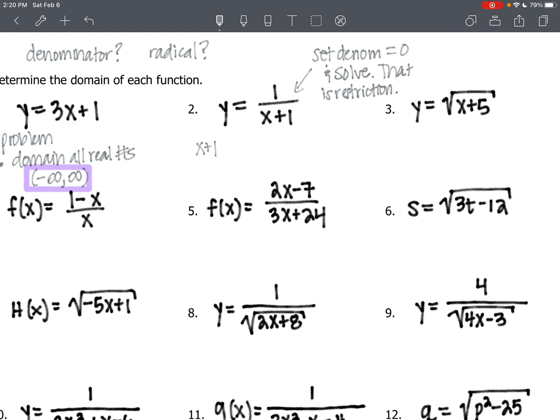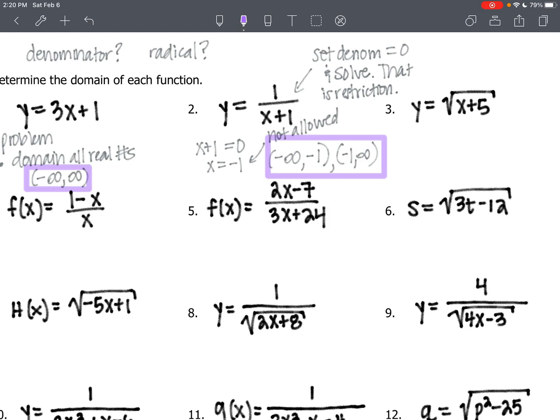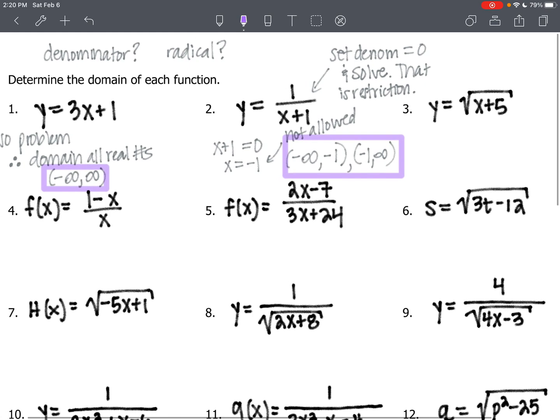So x plus 1 equals 0. x equals negative 1, which is not allowed. So instead of going from negative infinity to positive infinity, it's negative infinity to negative 1, negative 1 to infinity. That's how we write that in interval notation, excluding negative 1. So that says all the numbers from negative infinity to infinity, excluding negative 1.